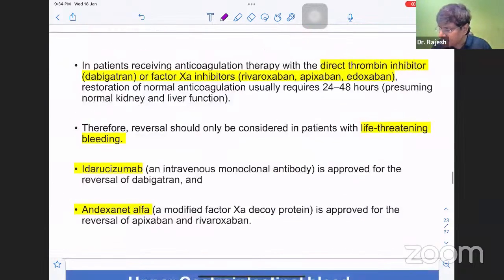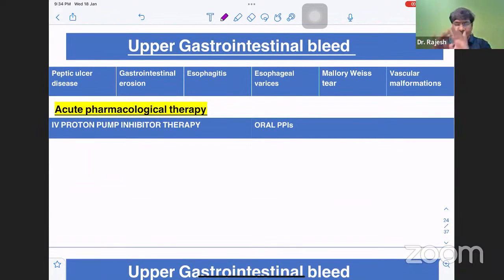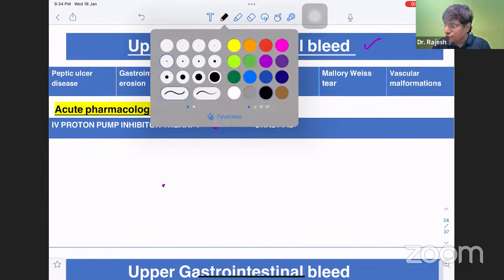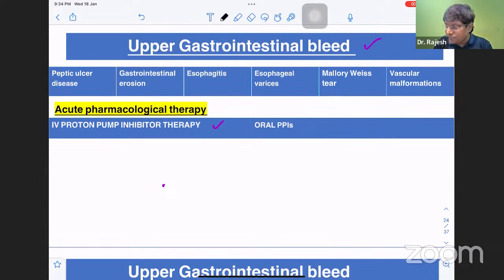Now, the other important thing is, these are the things depending upon the different clinical scenarios. Now, coming to the upper gastrointestinal bleed. What is the acute pharmacological therapy that you have to give? Either you give intravenous proton pump inhibitor therapy, or you give oral proton pump inhibitor therapy. Which patients require intravenous proton pump inhibitor therapy? Those patients who are at high risk. What are the high risk features? Systolic blood pressure less than 100, heart rate more than 100 per minute, age more than 60 years. Those patients require intravenous proton pump inhibitor therapy.